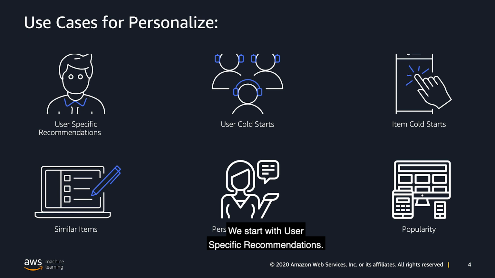We start with user-specific recommendations. So this is a user, give me the things that are really relevant for this user. Next come user cold starts. This is a net new user to your platform. Item cold starts, which are when new items exist on your platform. How do you best integrate those? Similar items, really popular use case here where you give one item and then what items are similar in the way your users interact with them.